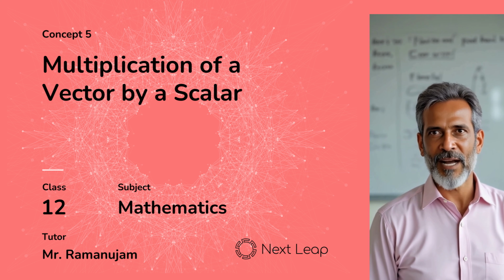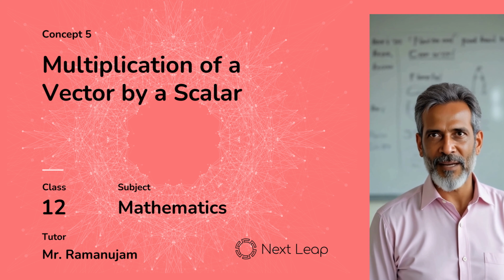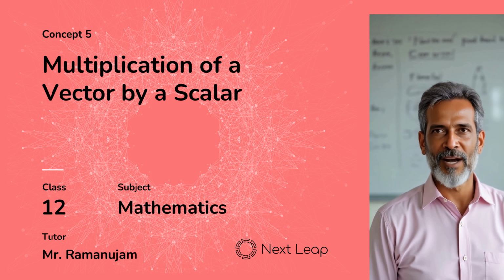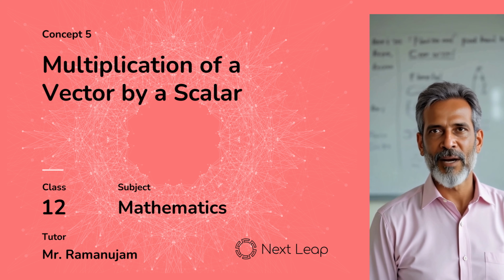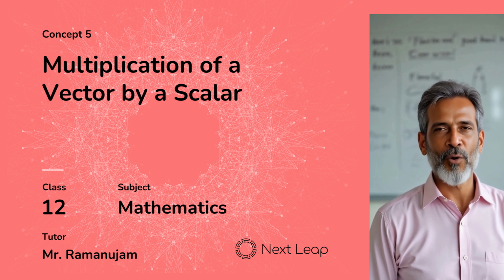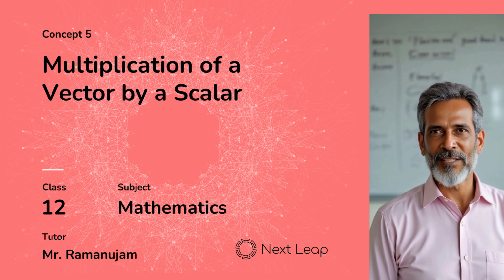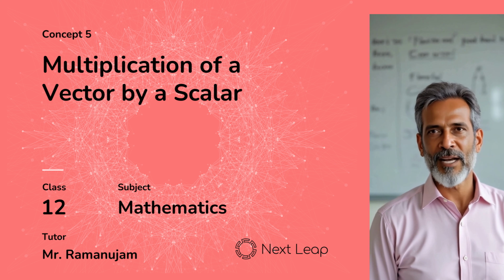We start with a vector A and a scalar. Let's call it lambda. When we multiply the two, we get a new vector lambda A. That's lambda times A. This operation is called multiplication of a vector by a scalar. Now listen carefully. The new vector lambda A always points in the same or opposite direction as A.